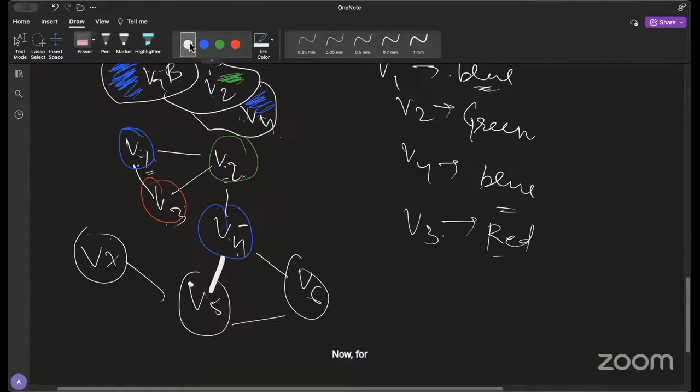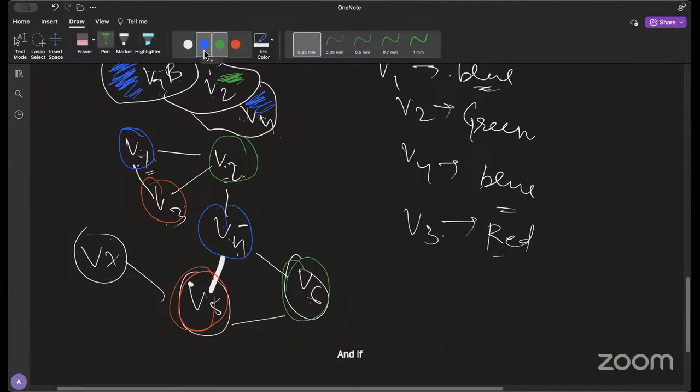Now for this one, because V5 is adjacent to this, you can't use blue, so you can use red and green. Let's use red in this one. You can use red here, and then again you can use... Now you can't use red here, can't use blue here, so you should be using green here. And with this one you can't use red.